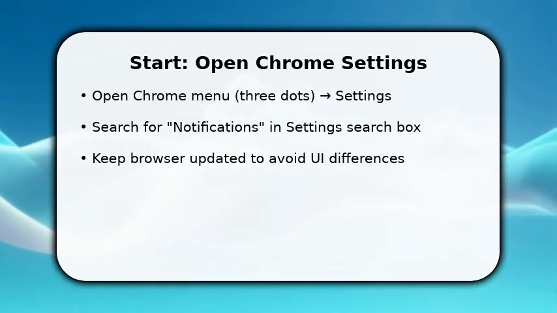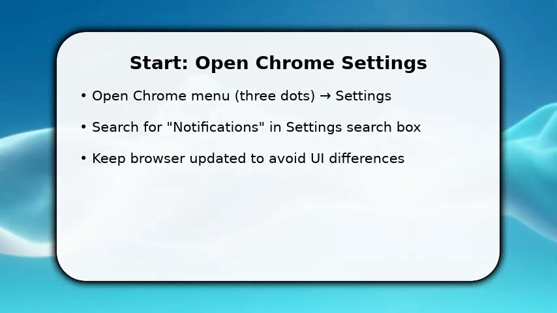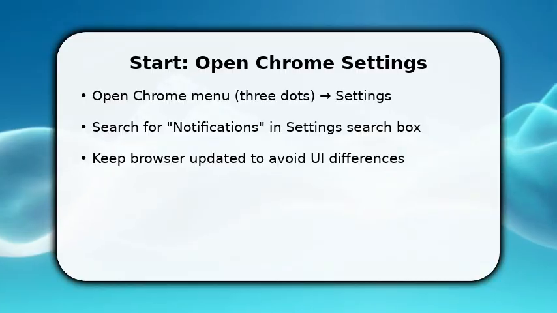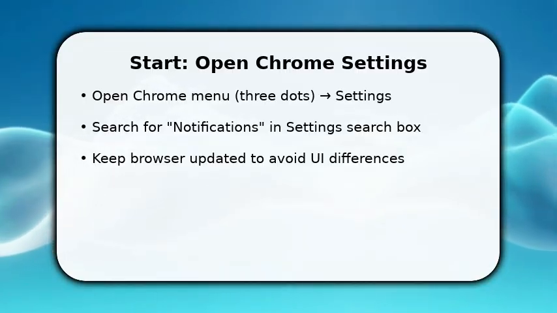You'll see a Notifications section listing sites and permission toggles. Make immediate note of any site you want to keep. You'll toggle or remove suspicious entries in the next step.